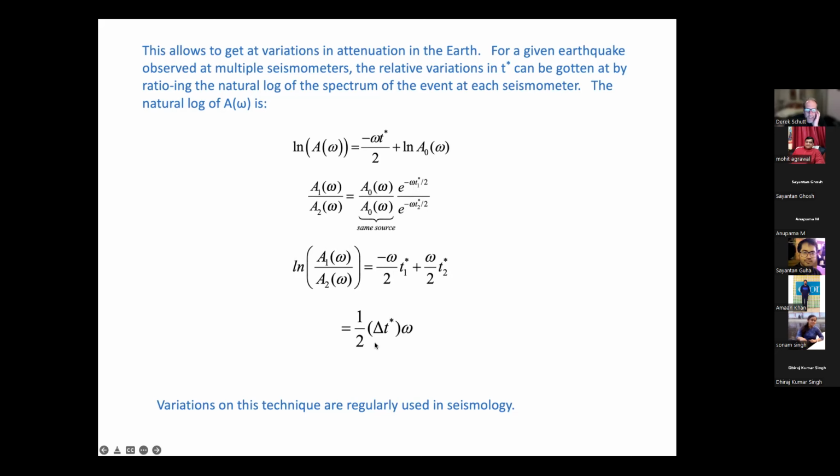And variations on this technique are regularly used in seismology. I think what we find is t star does not vary as predicted by theory in some areas, and in some areas t star does vary as predicted by theory. And particularly, we see thermal variations lead to t star variations. And in other places, we don't see that.